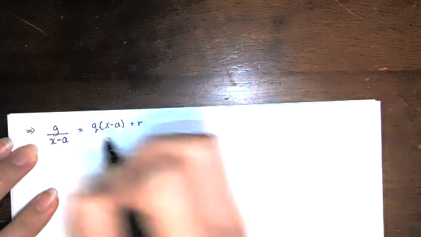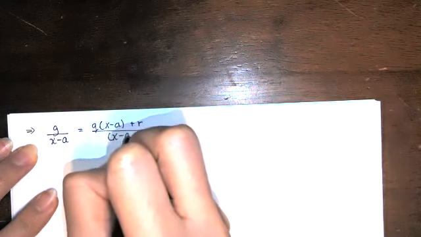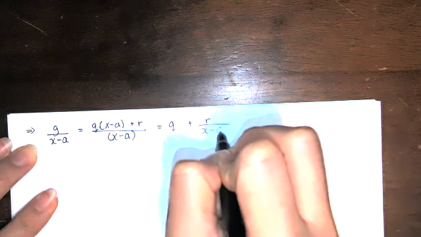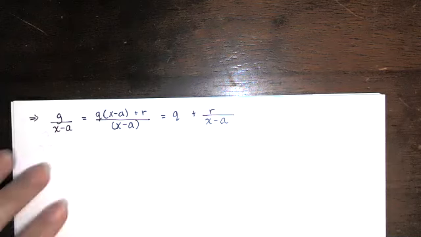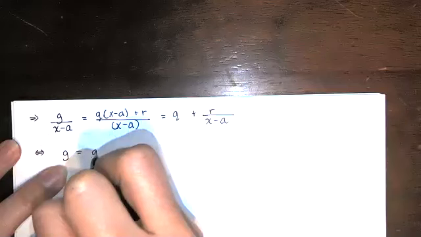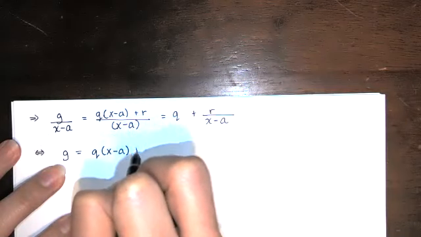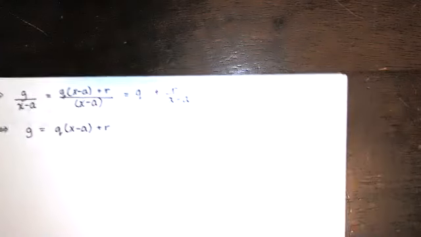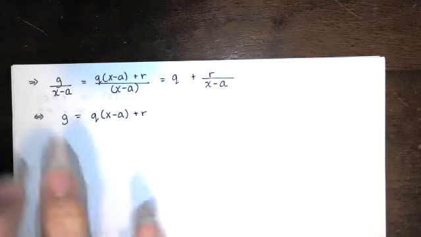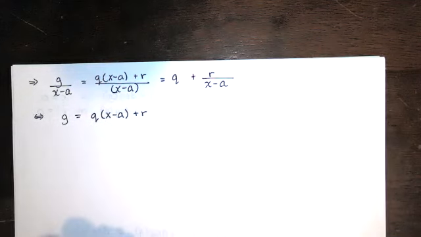That's going to be given by q times x minus a plus r, all divided by x minus a, or you can call it the quotient plus the remainder over the divisor. Or if you prefer, you can say that g is equal to q times x minus a plus r. Now, the division algorithm tells us that this is true.